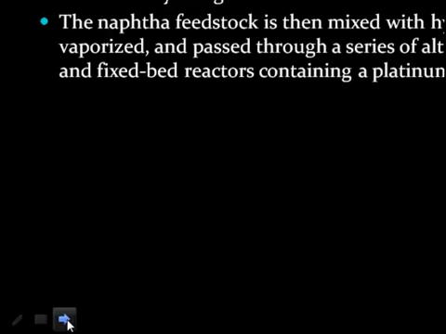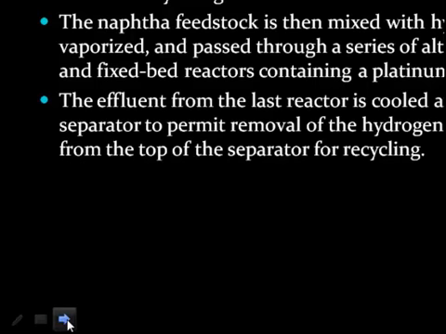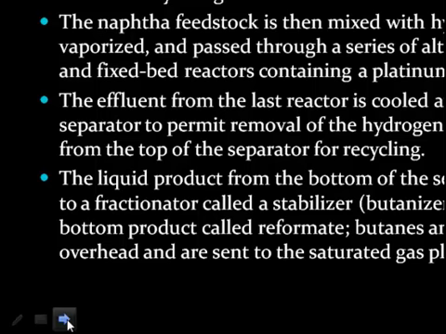In the platforming process, the first step is preparation of the naphtha feed to remove impurities from the naphtha and reduce catalyst degradation. The naphtha feedstock is then mixed with hydrogen, vaporized, and passed through a series of alternating furnace and mixed bed reactors containing platinum catalyst. The effluent from the last reactor is cooled and sent to the separator to permit removal of the hydrogen-rich gas stream from the top of the separator for recycling.